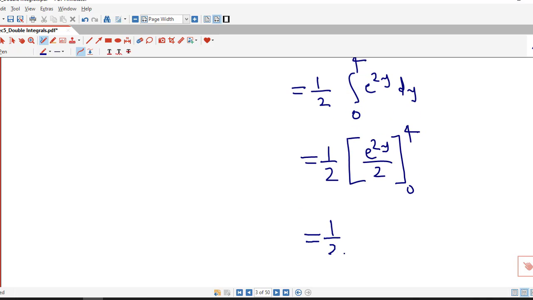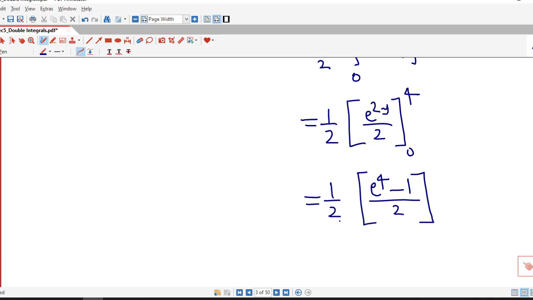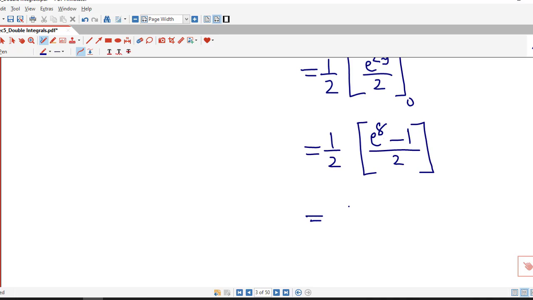So first we put y equal to 4, so it is e raised to 8, minus y equal to 0, that is e raised to 0, which is 1, divided by 2. So finally we obtain 2 into 2 into 4, that is 8. So finally we obtain that the value of the double integral is e raised to 8 minus 1 divided by 4.